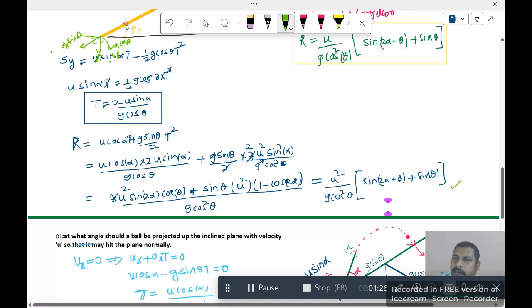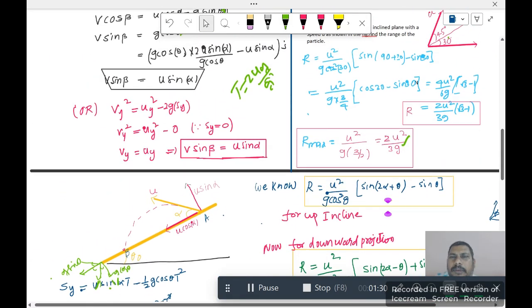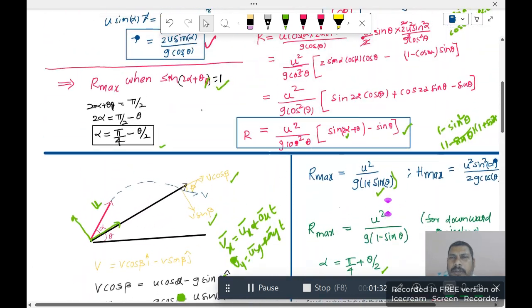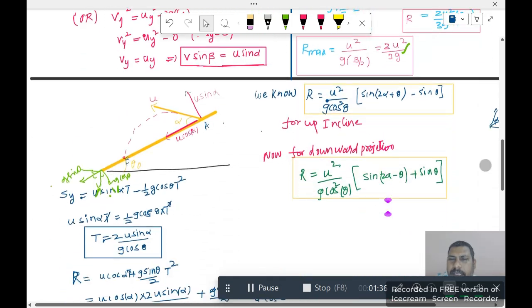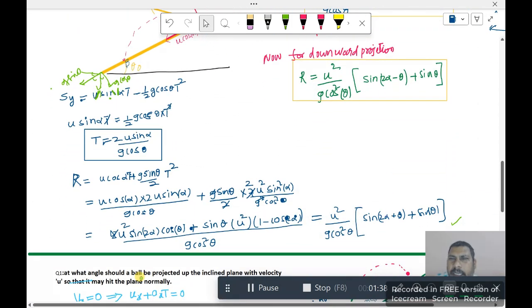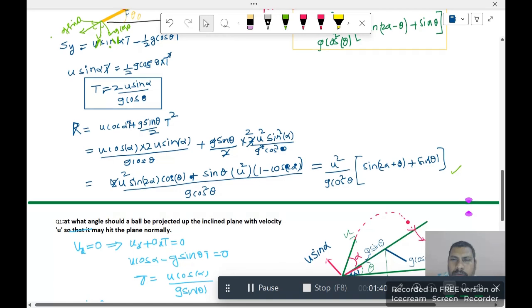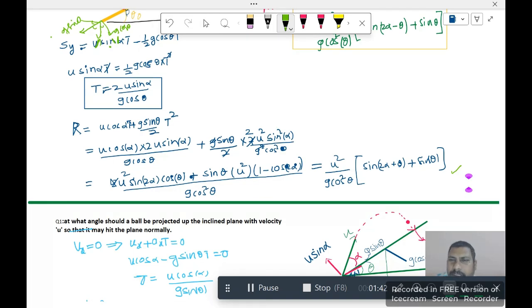There we got 2 sin alpha plus theta minus sin theta, but here it is 2 sin alpha minus theta. So here, using the 2 sin of a minus b formula, this is 2 sin of 2 alpha minus theta plus sin theta. Where a plus is there, here a minus will come. Where a minus is there, here a plus will come. That is the only difference.